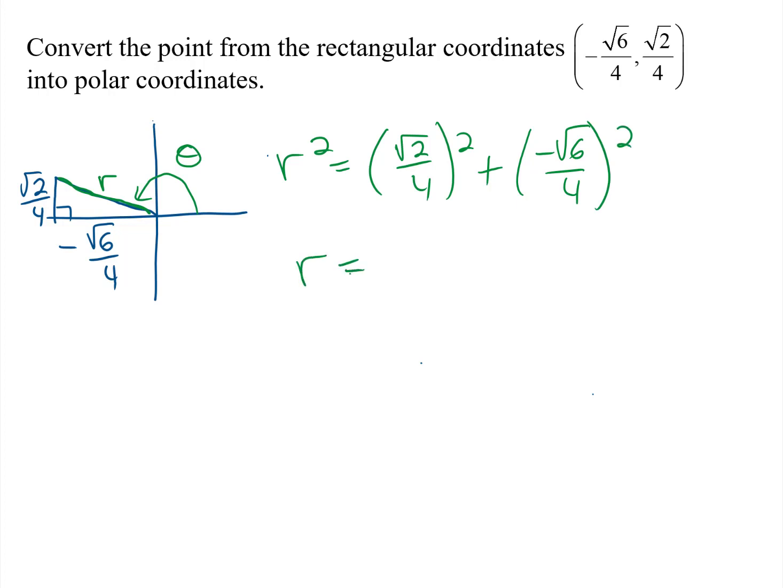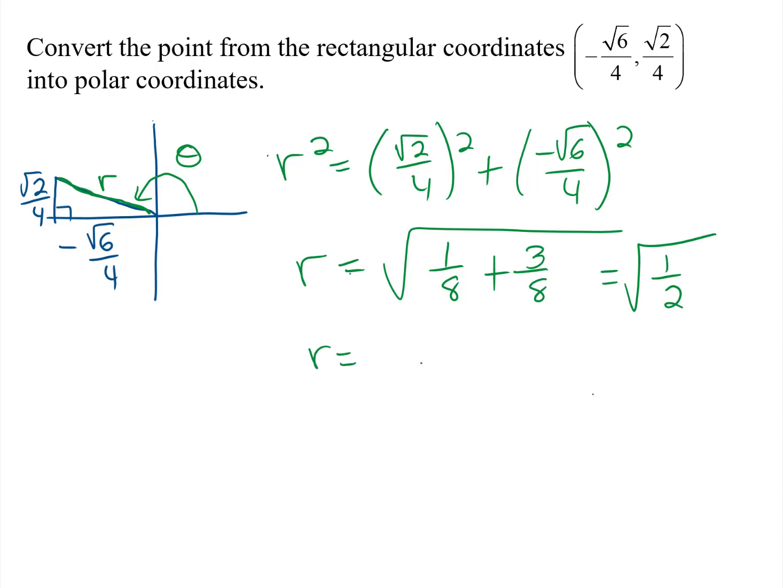So r is going to be the square root of, if we square the square root of 2, we get 2/16, which is 1/8, plus, if we square this one, we would have 6/16, which reduces to 3/8. So if we add those together, we have square root of 4/8, which reduces to 1/2. Now we could write that as 1 over square root 2. We could also rationalize the denominator and write it as square root 2/2. Either of those would be an acceptable answer.